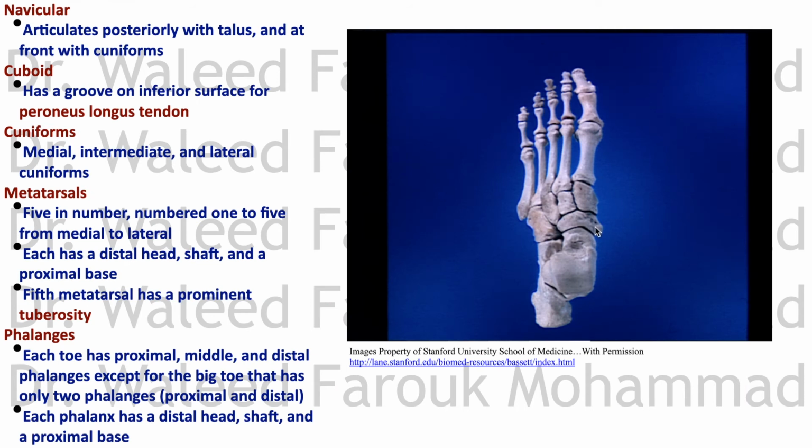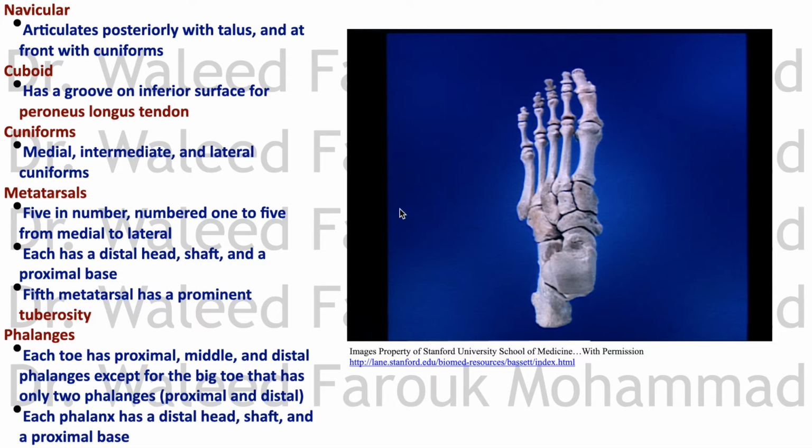The navicular, this is the navicular. It's boat-like, concave on the proximal surface, and articulates posteriorly with the head of the talus at the talocalcaneonavicular joint, and at the front with the cuneiforms. See, medial, intermediate, and lateral cuneiform bones.